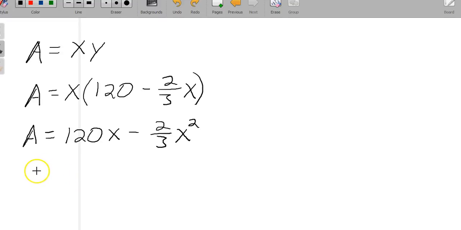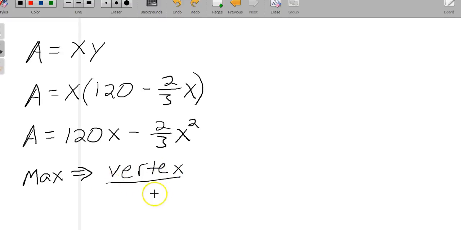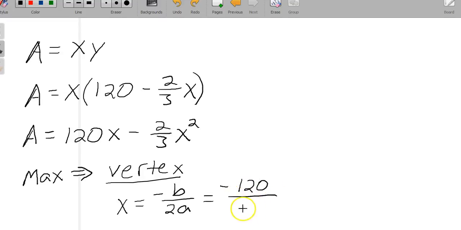Right? So if we want to maximize, let me just go ahead and write that down. If we want to maximize the area, which is the function value here, that will be accomplished at the vertex. And we have a formula to help us find the vertex. The formula is x equals negative b over 2 times a. And for this function, b is equal to 120, so we'll have negative 120 over 2 times a, which is negative 2/3. So you can see here the negative signs are going to cancel out.